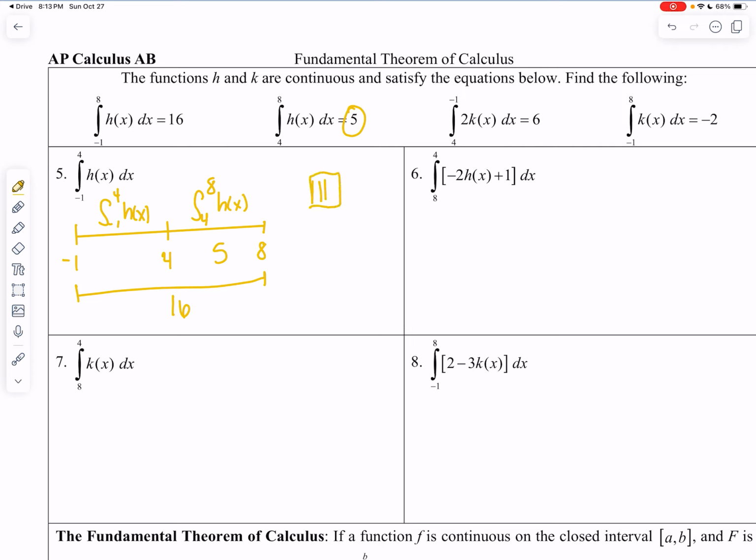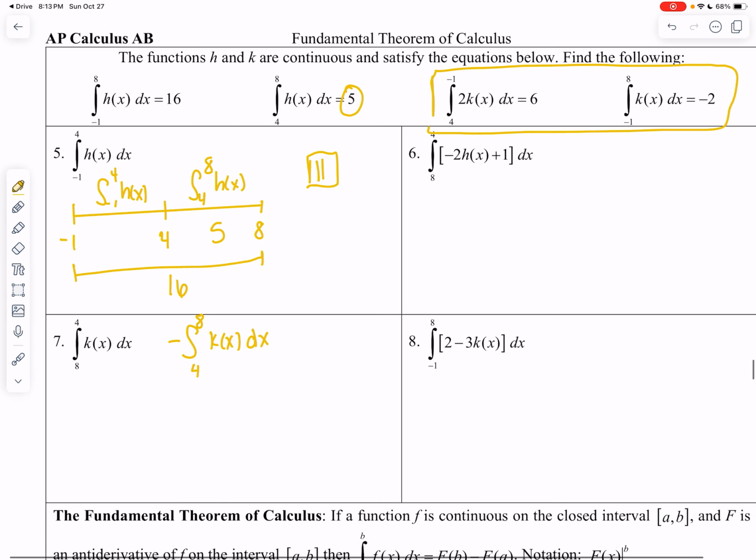Likewise, for number 7 here, where we want to find the integral from 8 to 4, I'm going to rearrange this so it is negative the integral from 4 to 8 of k of x dx. We know here that the integral from negative 1 to 8 is negative 2. So this whole thing right here is negative 2.